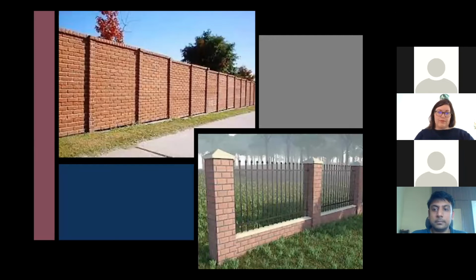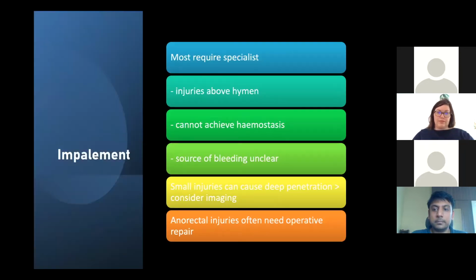And the last, which is very rare, is called impalement injuries. These are straddle injuries which go really, really deeply, and they're managed very differently. They obviously need to be taken to theater. Sometimes the injuries might go through the uterus, through the bladder, through the bowel.